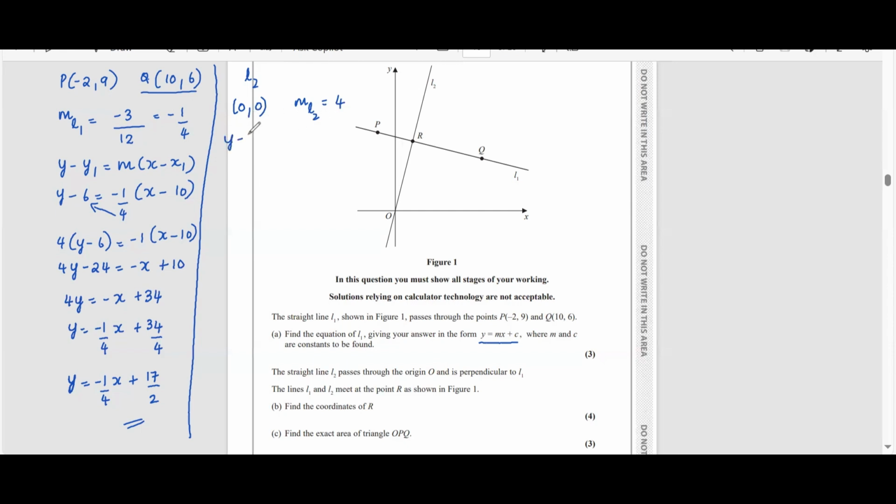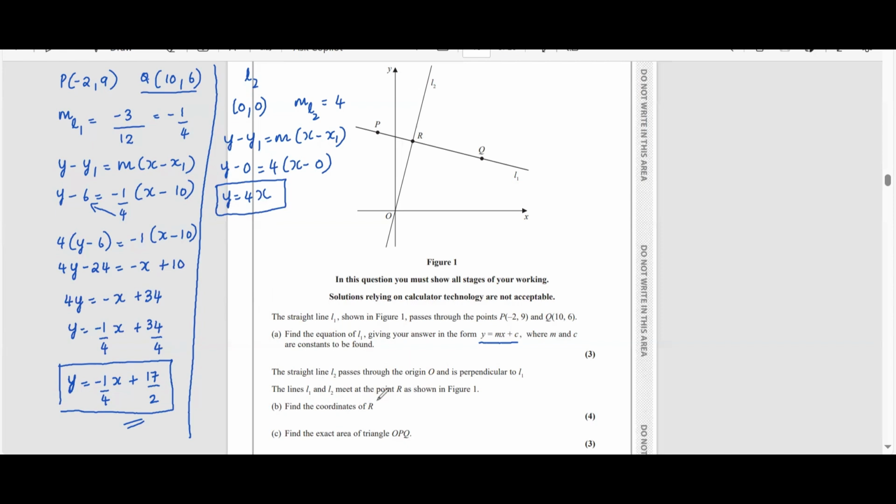So y minus y1 is equal to m times x minus x1. Here x1 and y1 are both 0. So y minus 0 is equal to 4 times x minus 0. y equals 4x is the equation for line L2. So this is the equation for line L1, and here we have the equation for line L2.